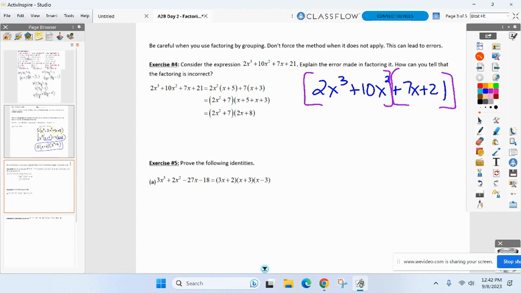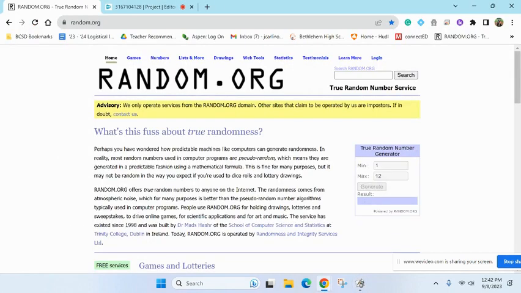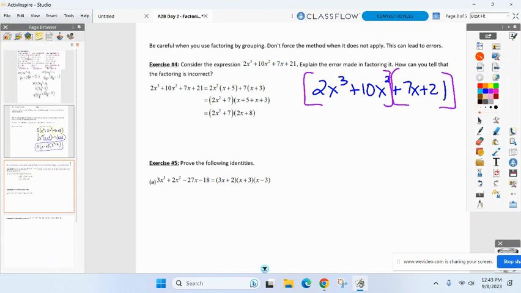What can you take out of the first grouping? I'm not even looking at the work. I'm just trying to do this like a problem that we just did. Stella, what can I take out? 2x squared. Good. And everyone, I'm left with an x plus 5, right?